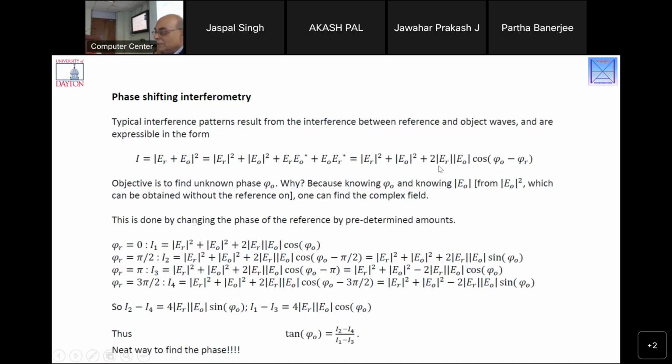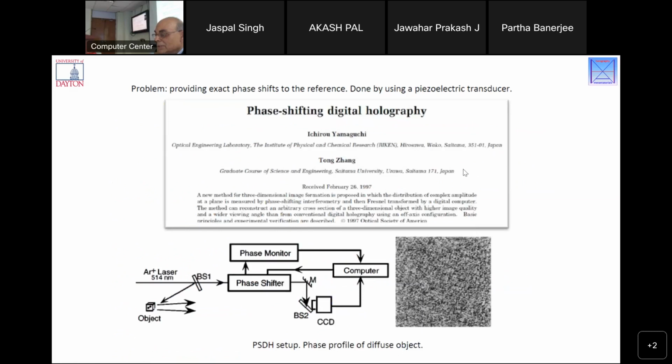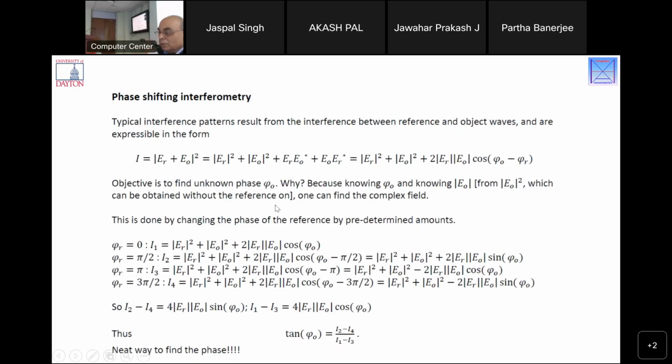So here is something interesting. Look at this equation here. This was done for the first time by this Japanese researcher, whose name is Yamaguchi. This is a classic paper that appeared in Optics Letters in 1997. And it's really simple, actually. What he said is, we need to find this. We need to find what phi o is.